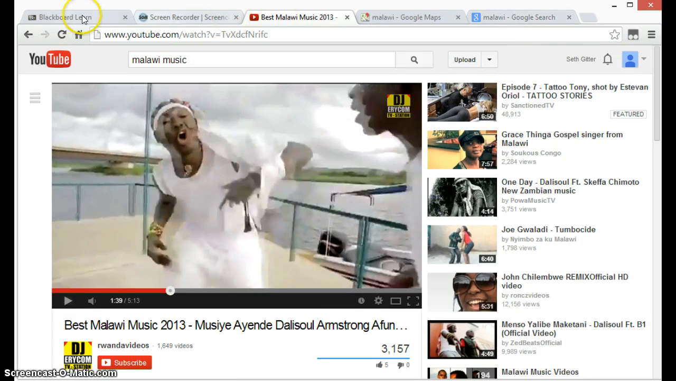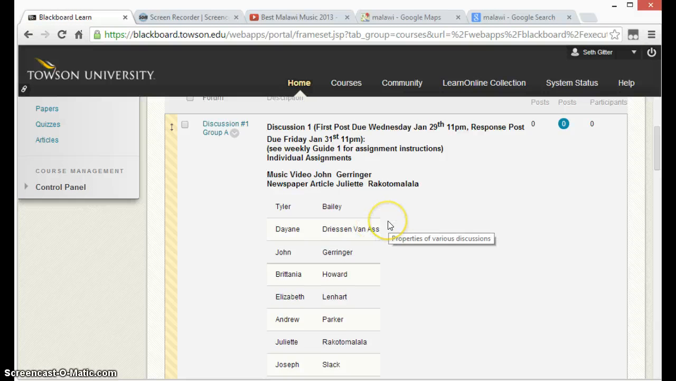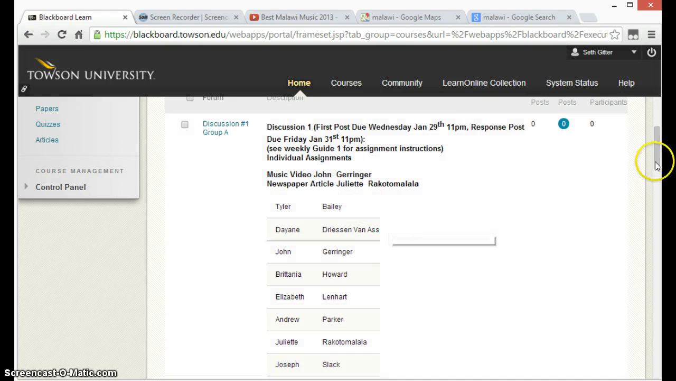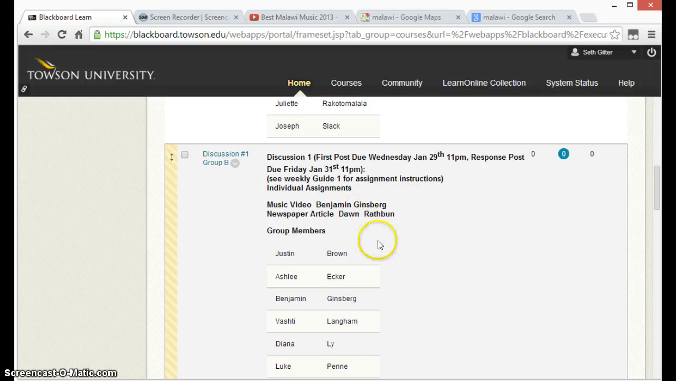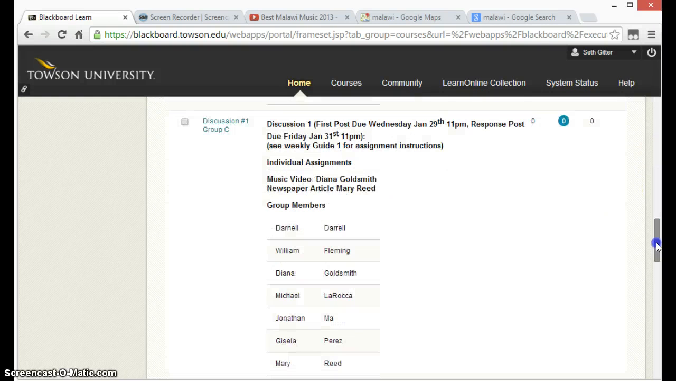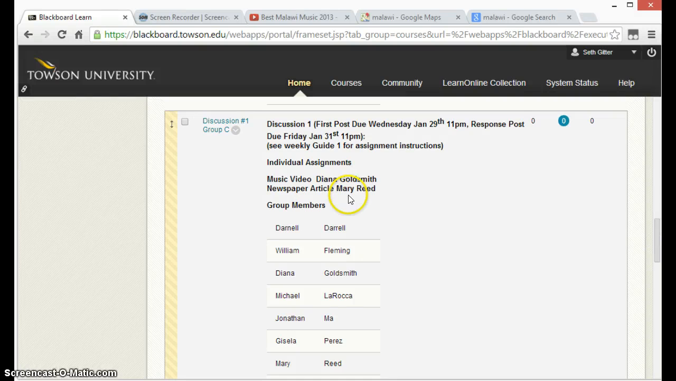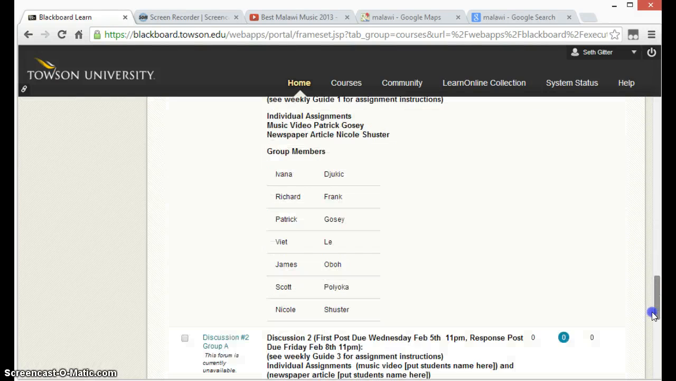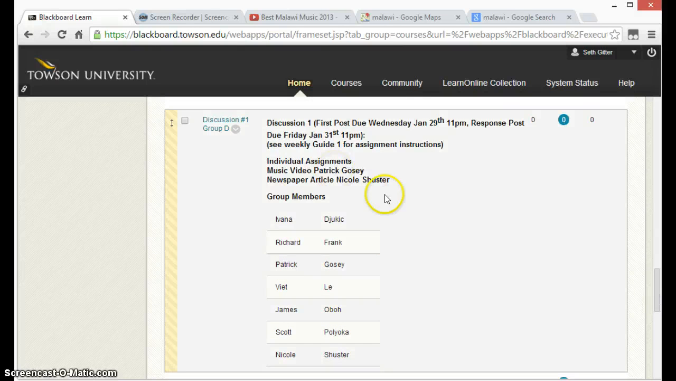Next, another person in the group is going to select a newspaper article. In this case, for Group A, it's Juliet. For Group B, it's Dawn, and the music video is Benjamin for Group B. In Group C, Mary and Diana are doing music video and newspaper articles, and in Group D, Patrick and Nicole.